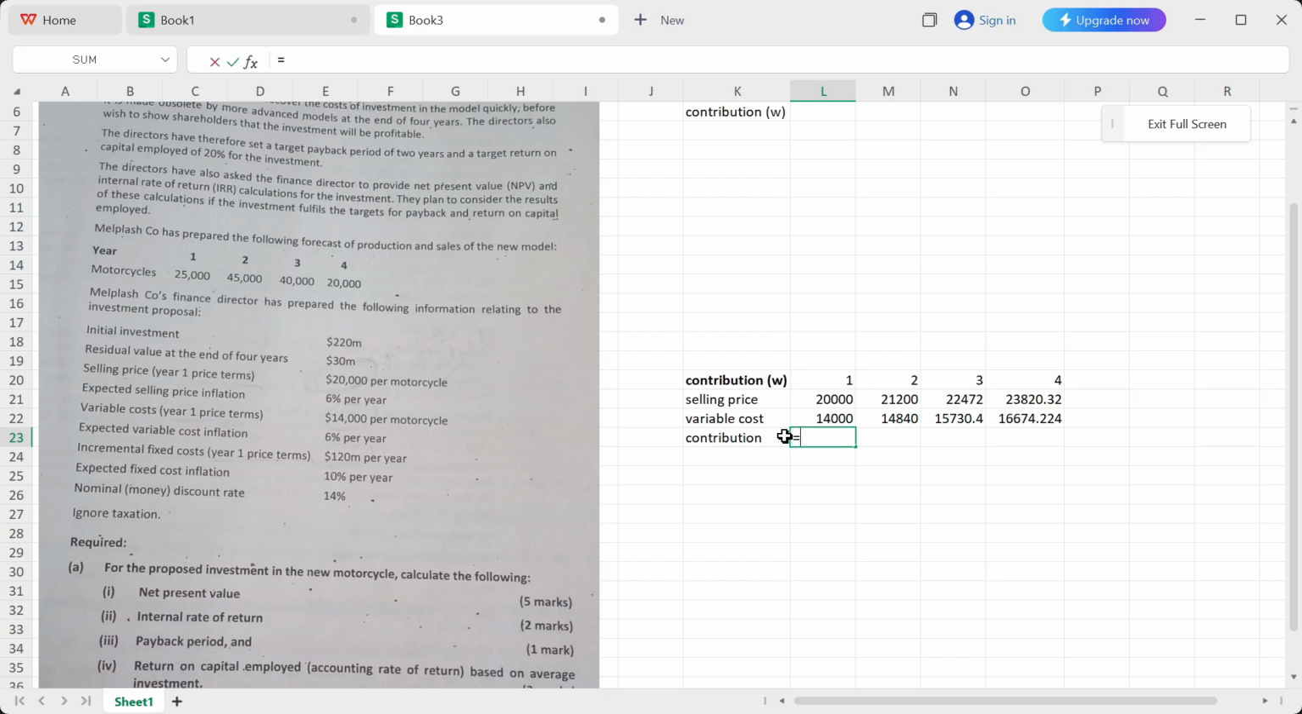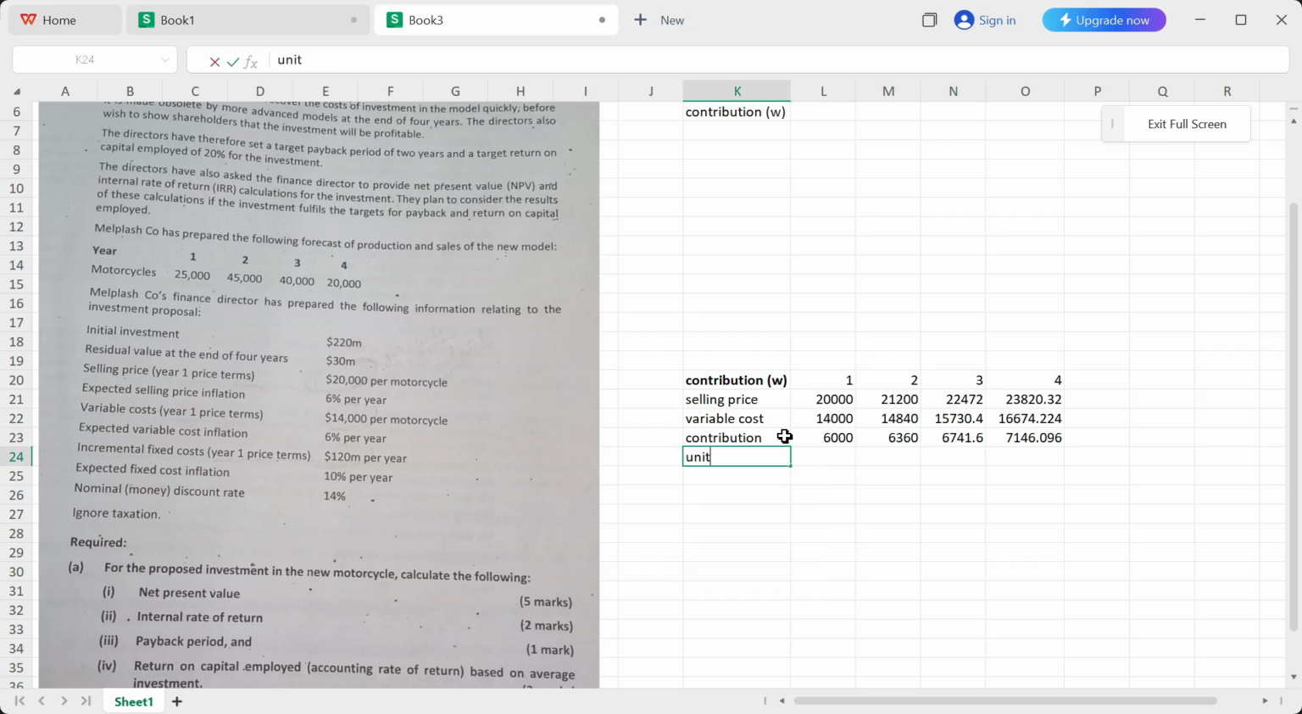And now what I need to do is to take the selling price and subtract variable cost from it so that I can get my contribution, and I can just press Control C and then select the other three cells and press Control V. In that way, it will just copy paste the same formula for all of them. So you can see I got my contribution for all the 4 years.